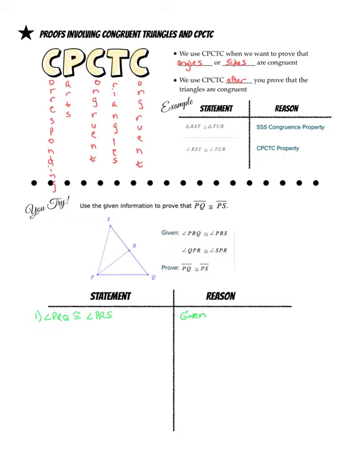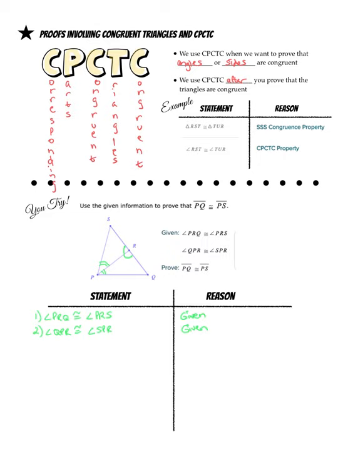All right, I'm going to mark PRQ congruent to PRS. All righty. Statement 2. Angle QPR is congruent to angle SPR. That's also given. QPR is congruent to SPR. Okay, I have those two angles congruent.